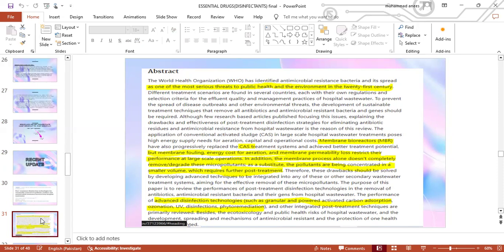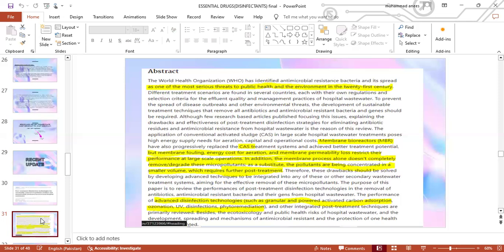Different treatment scenarios are found in several countries, each with their own regulations and selection criteria for the effluent quality and management practices of hospital wastewater. To prevent the spread of disease outbreaks and other environmental threats, the development of sustainable treatment techniques that remove all antibiotics and antimicrobial resistant bacteria and genes should be required. Few research-based articles have been published focusing on this issue, explaining the drawbacks and effectiveness of post-treatment disinfection strategies for eliminating antibiotic residues and antimicrobial resistance from hospital wastewater. It is the reason for this review.